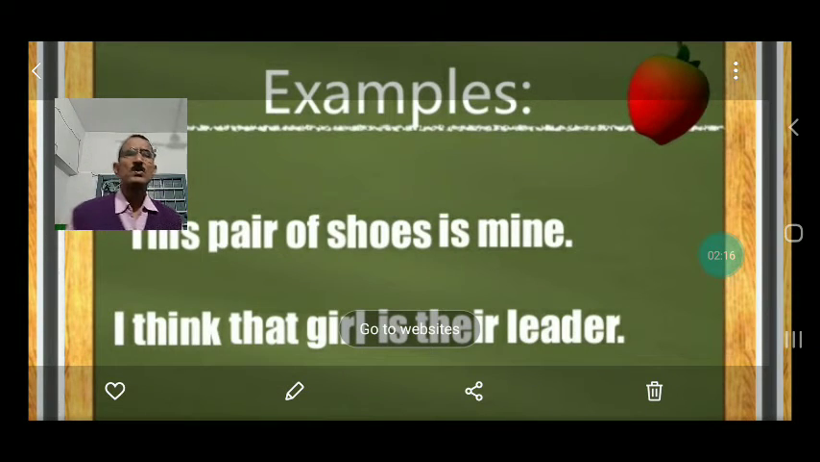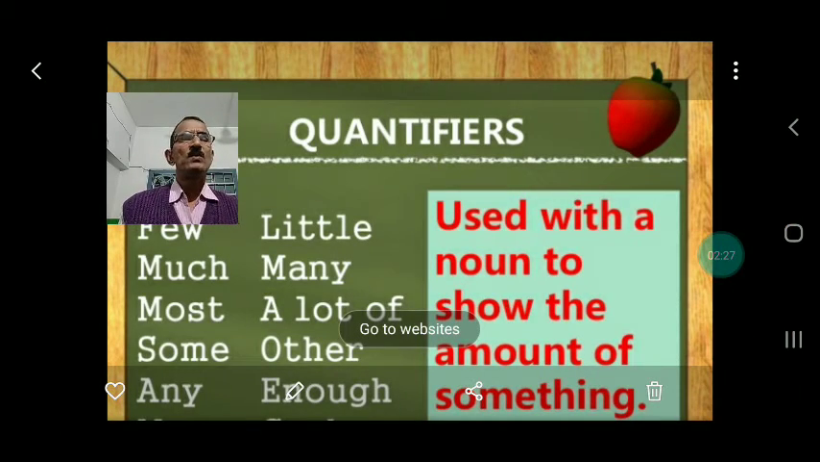This pair of shoes is mine. I think that girl is their leader. These are the examples.